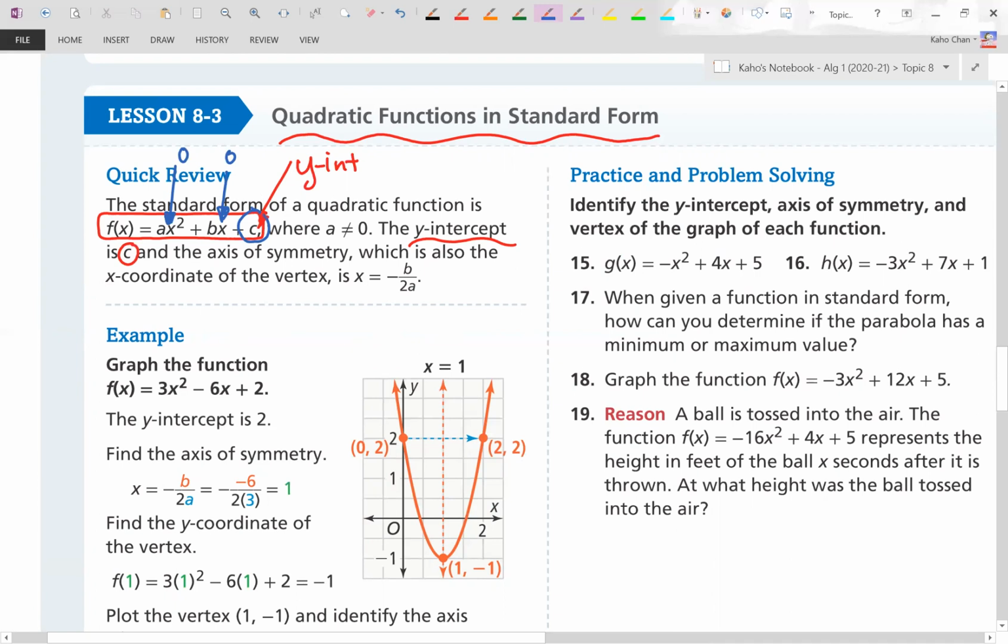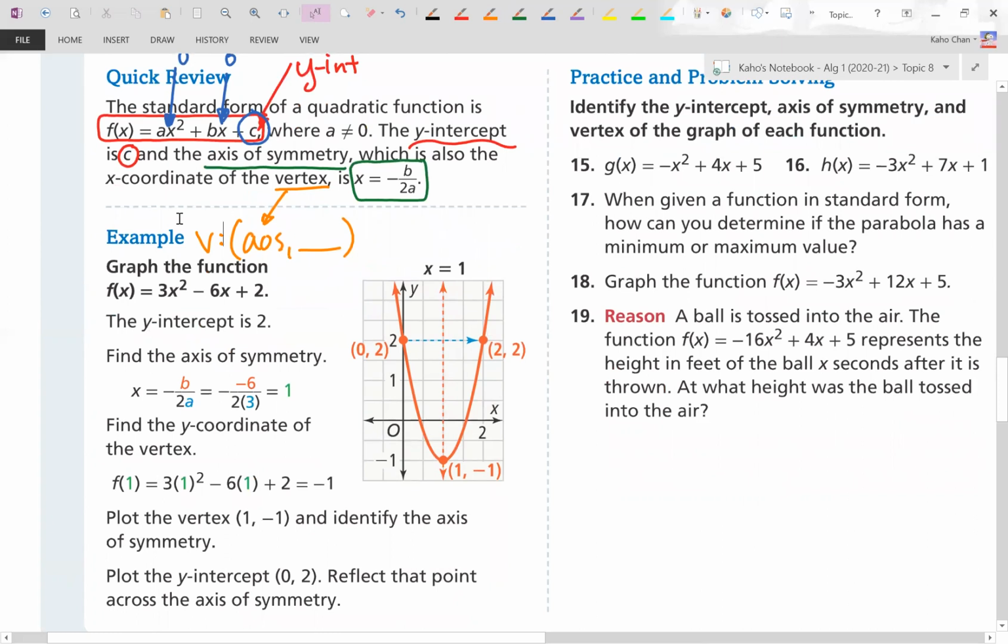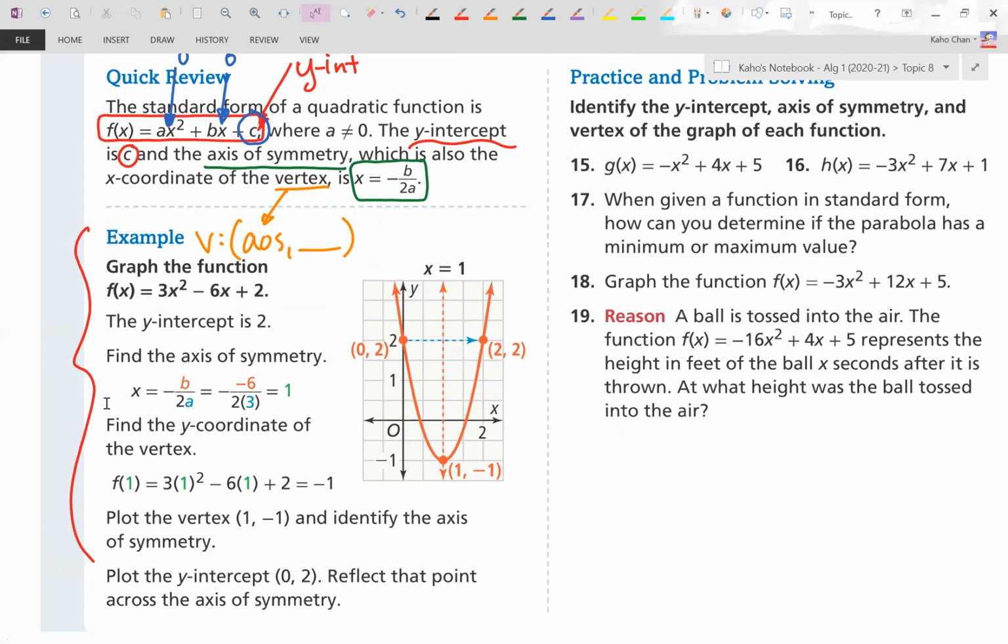Axis of symmetry, there's a formula. X equals negative b over 2a is your axis of symmetry formula, okay? Vertex is last. To get the vertex, you got to use the axis of symmetry value and then plug it into the equation to get the y value. Those are your steps. Those are the 3 things involved. There's an example of that right here, really nice one right here that shows you all those steps. You can take a look at that when you get a chance. But I'm going to jump to number 15 and 17, 18 and do those problems. And then we can call it a day. This is a short chapter.